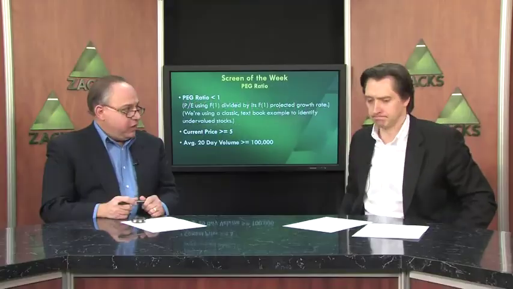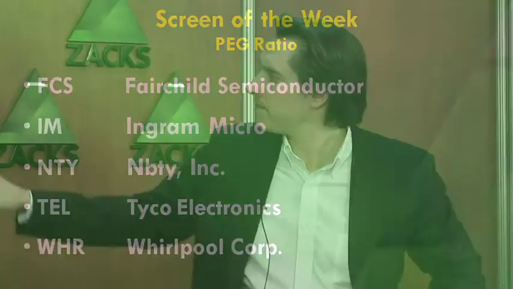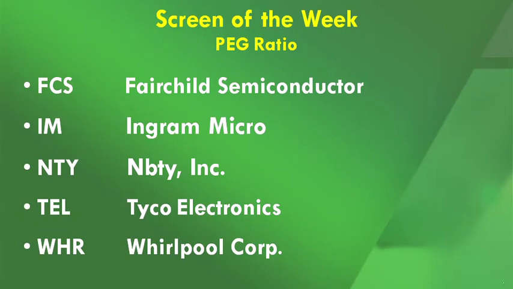All right, and what, about 110 stocks came through the screen this week? No, I think there were about 21 stocks. Here are five of them, all from a very diverse set of industries. You've got Fairchild Semiconductor, Ingram Micro, NBTY, Tyco Electronics, and Whirlpool.